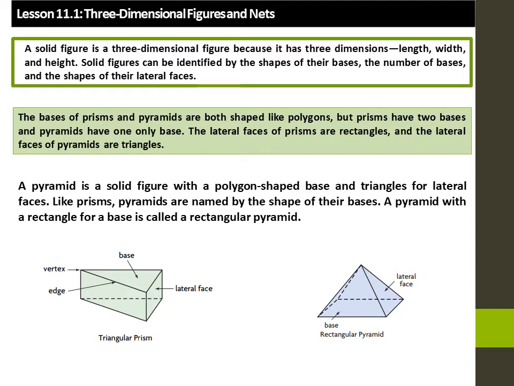As you can see in the first figure, the prism has two bases, and its lateral faces are rectangles. Since the bases are triangles, it is a triangular prism. In the second figure, there is only one base, and the lateral faces are triangles. Therefore, it is a pyramid. Since the base is a rectangle, this figure is a rectangular pyramid.